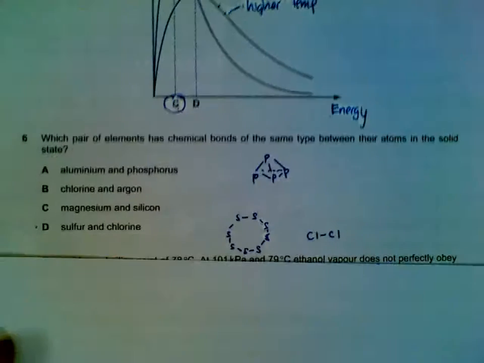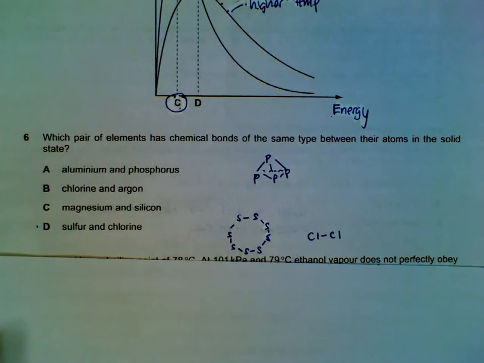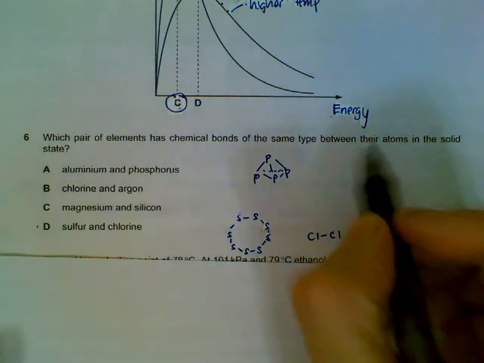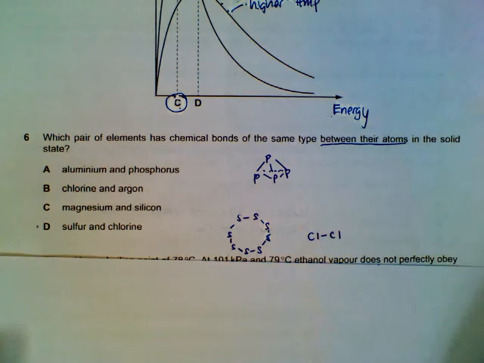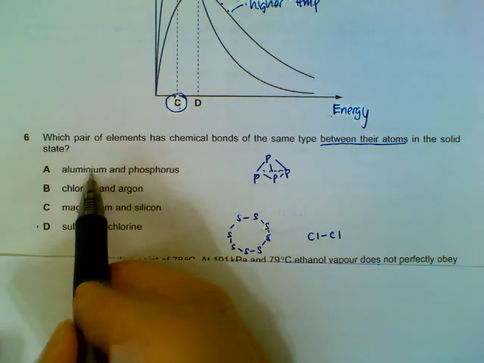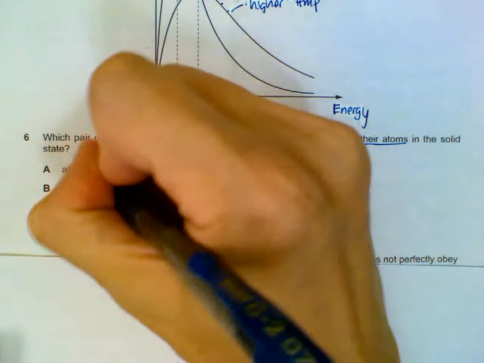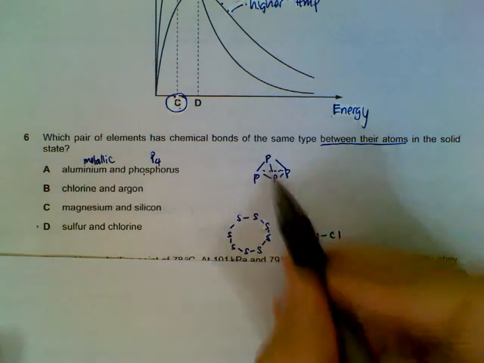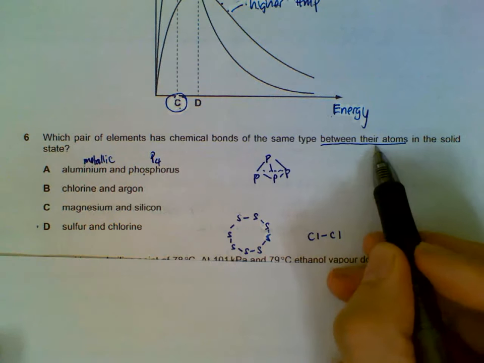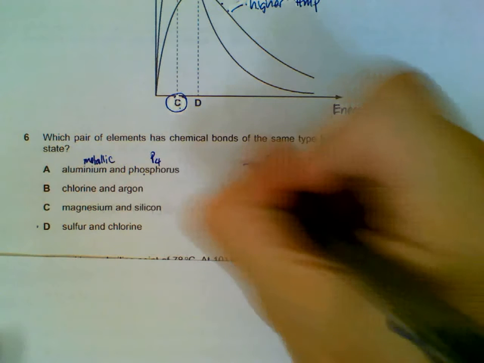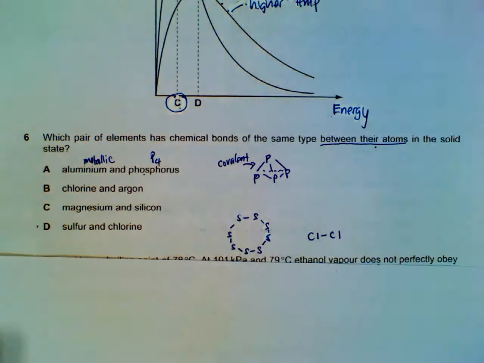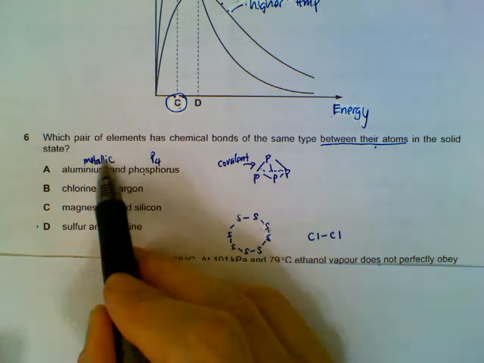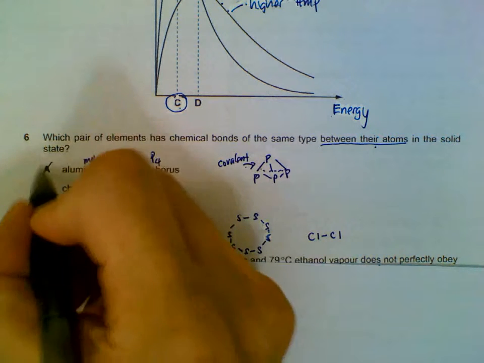Number 6, which elements have chemical bonds of the same type between their atoms? This is very important. It's between their atoms, not between their molecules. So aluminium is metallic. Phosphorus, P4, this is a phosphorus molecule, but between their atoms we are actually talking about covalent bonds, right? Not intermolecular attraction. It's covalent bonds between their atoms.